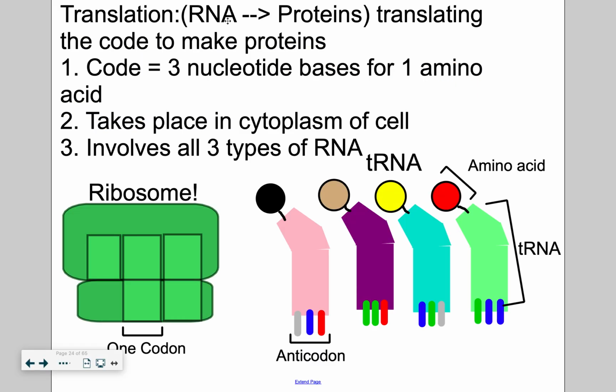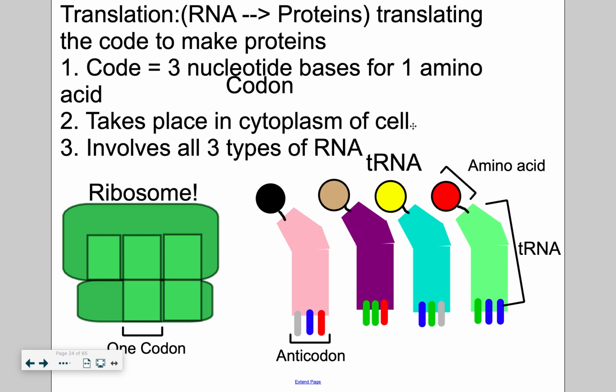Okay, so translation is the process of going from RNA to proteins. We're going to translate the code that RNA read from DNA. The code, remember, is 3 nucleotide bases for 1 amino acid. And these 3 nucleotide bases we actually call a codon. Okay? These 3 nucleotide bases are called a codon. So a codon codes for 1 amino acid. Translation takes place in the cytoplasm of the cell. Transcription, the process that we learned yesterday, or the previous lecture, takes place in the nucleus. So now we're in the cytoplasm of the cell.